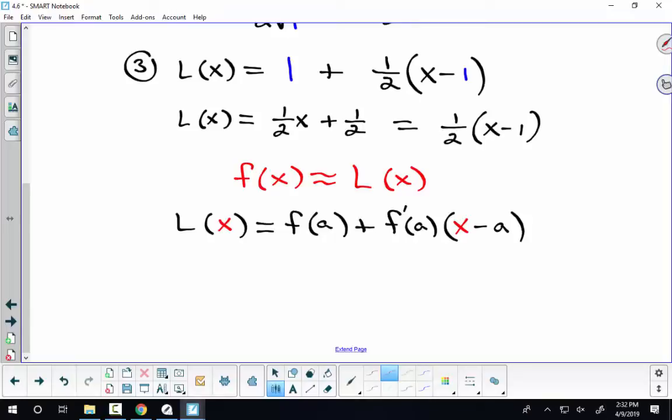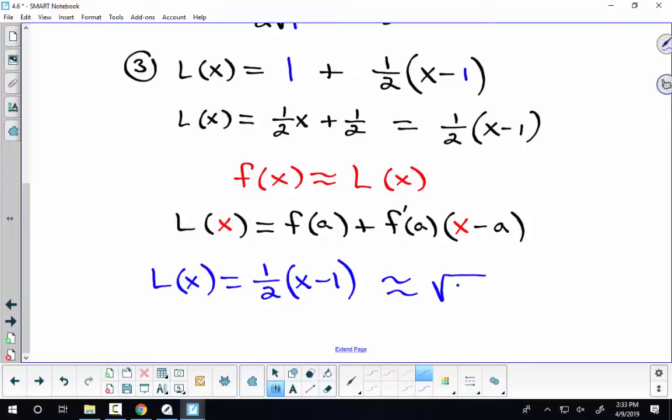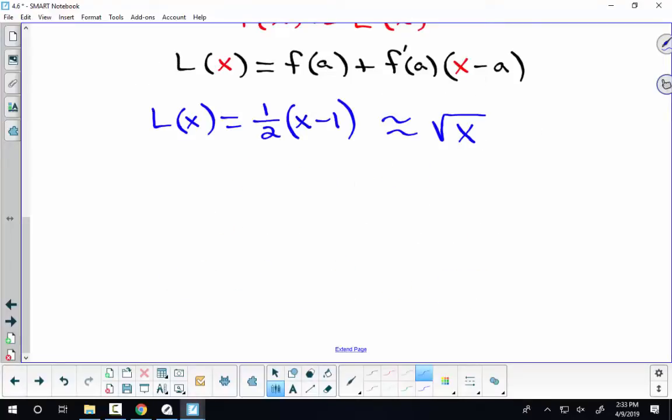All right, so that's what we're using: our linear function, and saying that that linear function is approximately the function we started with, right? The linear function, 1/2 x minus 1, is approximately the square root of x, and we'll just make this small note, for x near 1.